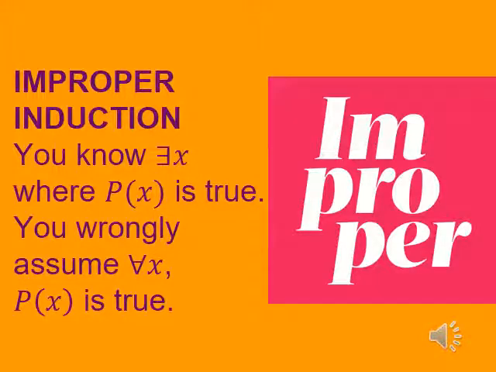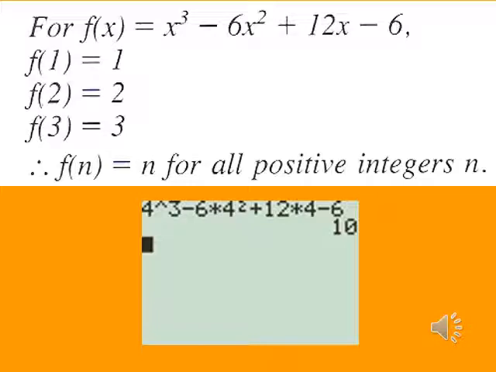And the third form of invalid reasoning was improper induction. What that one said is that you know that there is a situation where P of X is true, but you wrongly assume that for all possible situations P of X is true. Your book gives this example.